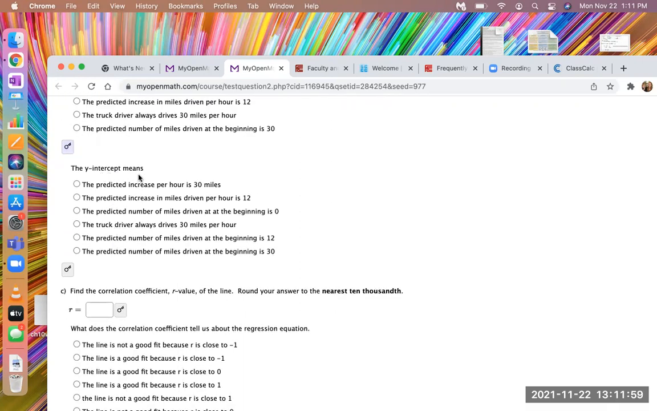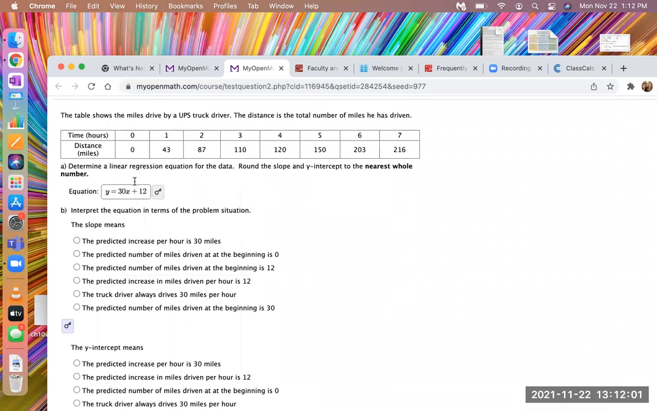Okay, and then the y-intercept means, if I have driven no miles at all, or if I've spent no time driving, because the x value is our time. If I plug in 0 for x, that would give us the y-intercept. So if I spent no time driving at all, then I began 12 miles away, I guess, I already was at 12 miles.